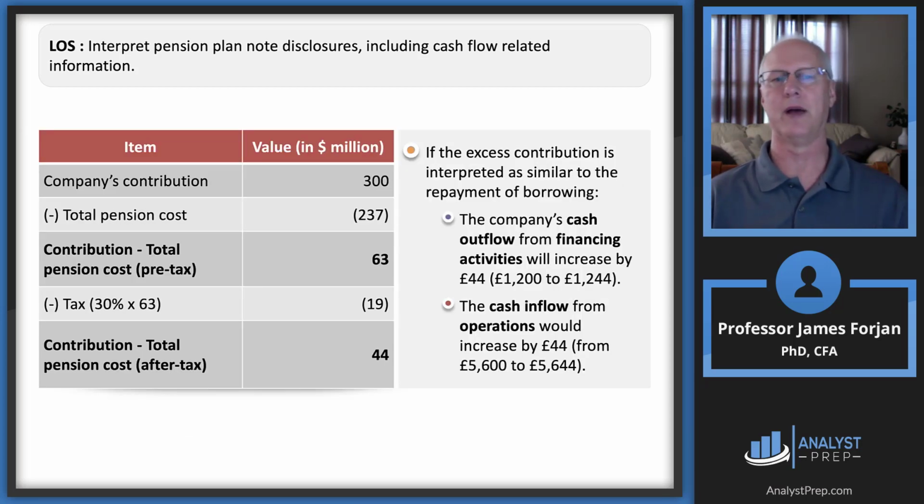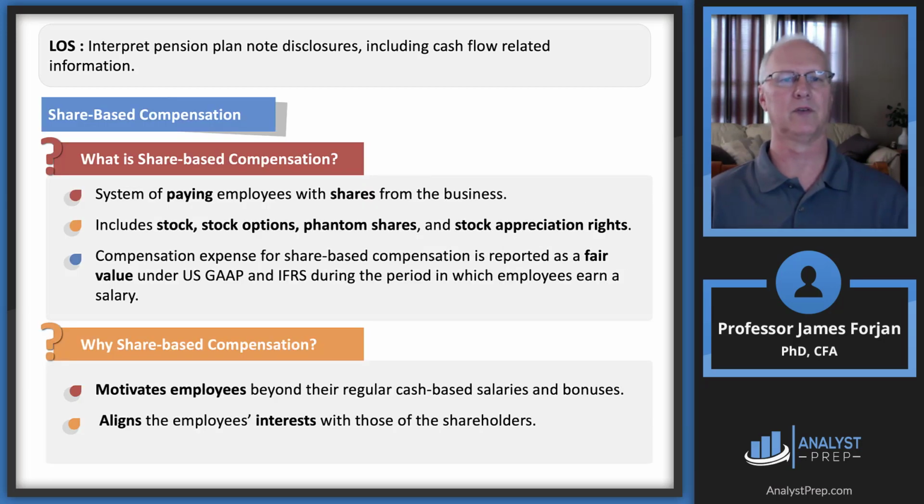So here's the quick math, and I'm guessing that you guys should see this. So we start with the 300. There's our pension 237. Take the difference, 63, multiply that by the tax rate, and that gets us down to an after-tax contribution of 44 after tax, so that's important. And so notice on the right-hand column, the cash outflows from financing increased by 44. Cash inflow from operations would increase by 44. So they offset each other, right? That makes sense.